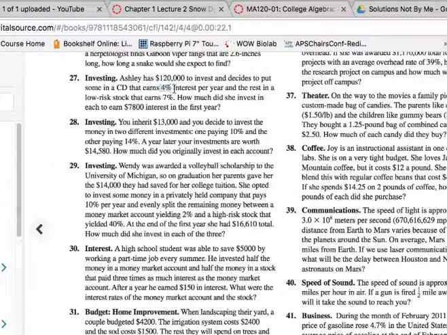And so one of the things we have to look at with percentages is when we get them in their decimal form, they become unitless. And we'll see that as we look at this. So we have Ashley has $120,000 to invest and decides to put some in a CD that earns 4% interest per year and the rest in a low-risk stock that earns 7%. How much did she invest in each to earn $7,800 interest in the first year?